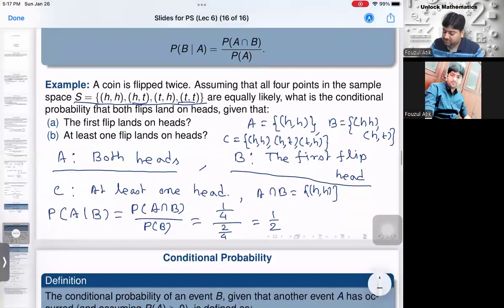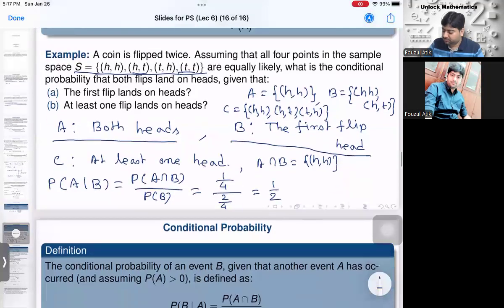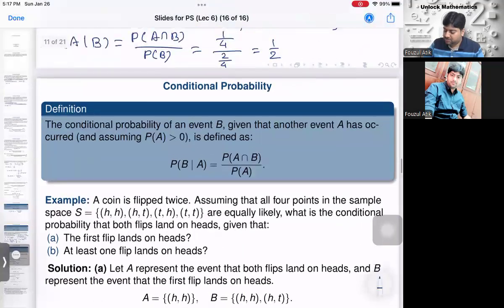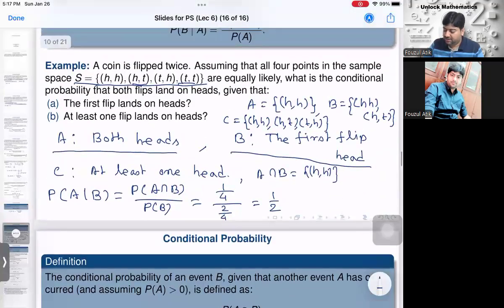Right? Now what you have to do for the next one? At least one flip lands on head. So the same way we can do. At least one flip lands on head. We can just get the formula.